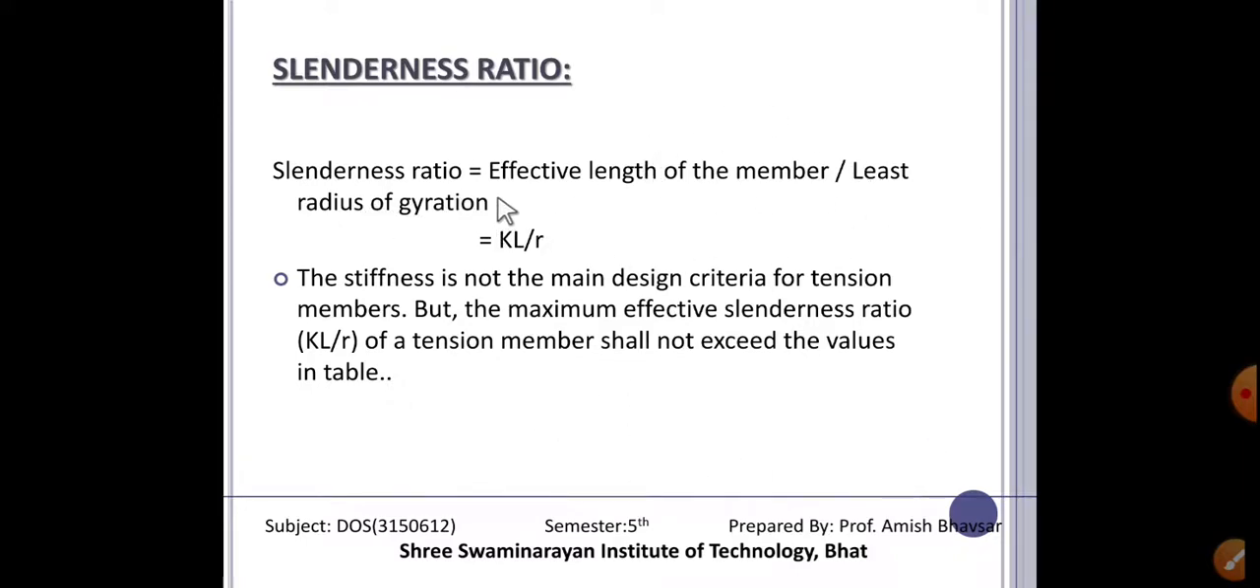The slenderness ratio is equal to the effective length of the member per the least radius of gyration, KL upon R. We also studied it in structural analysis 1 many times. The slenderness ratio is the most important part of the design of tension member. The stiffness is not the main design criterion for the tension member, but the maximum effective slenderness ratio of the tension member shall not exceed the value in the table.